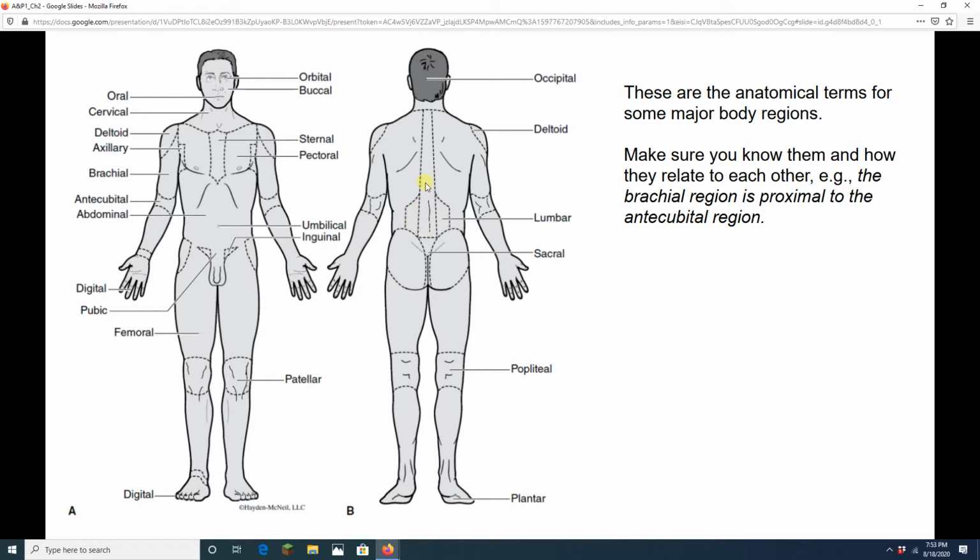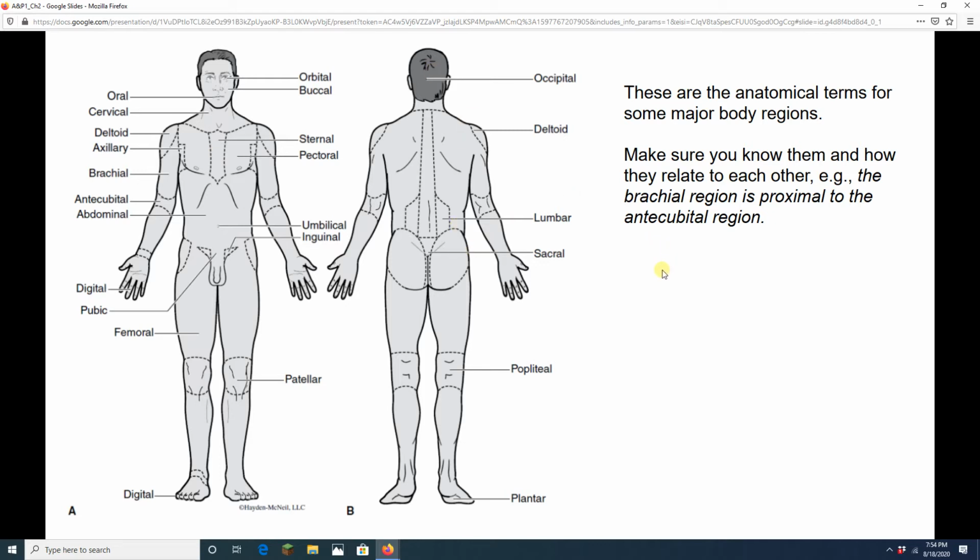And if we go all the way up, we have one more here, back of the head. Back of the head is occipital. Now you may have noticed there's a bunch of these that are associated with bones. Patellar, femoral, sternal. Those are all associated with bones. Lumbar, sacral, occipital as well.